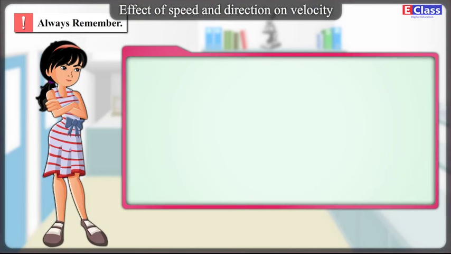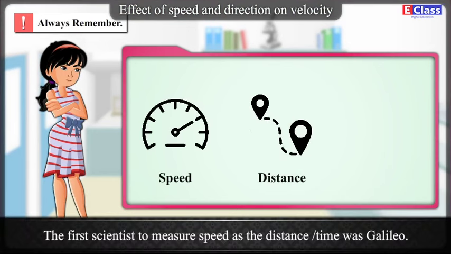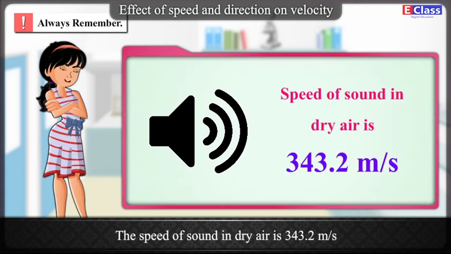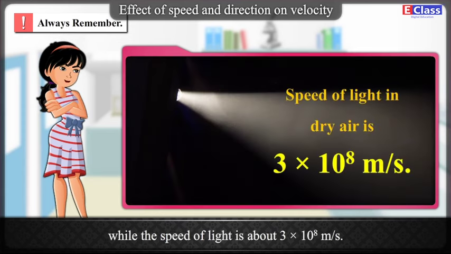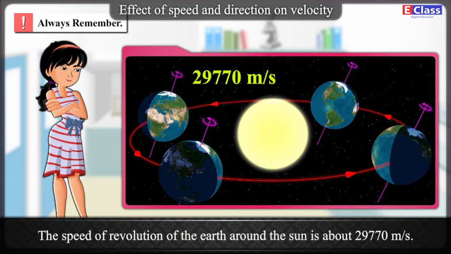Always remember, the first scientist to measure speed as the distance upon time was Galileo. The speed of sound in dry air is 343.2 meters per second, while the speed of light is about 3 multiplied by 10 raised to 8 meters per second. The speed of revolution of the Earth around the Sun is about 29,770 meters per second.